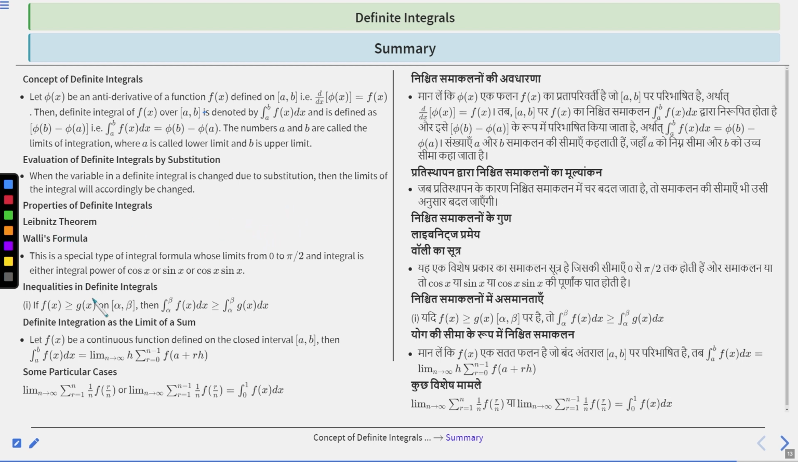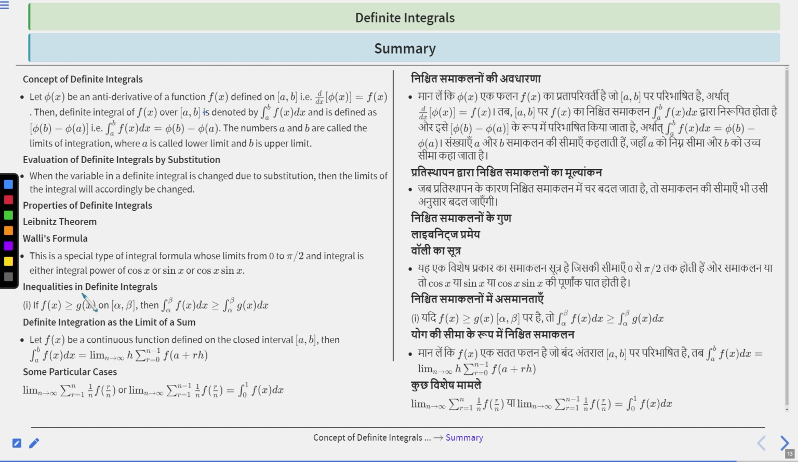Next, we studied properties of definite integrals. After that, we studied Leibniz theorem. Then we studied the Wallis formula, in which there is integration of cos to the power n x into sine to the power n x, like that. This is a special type of integral formula whose limit is from 0 to pi by 2, and the integrand has a power of cos x or sine x, or cos x sine x, right?